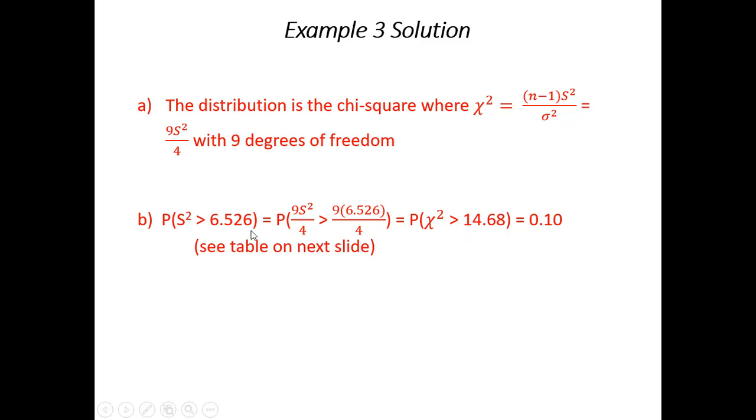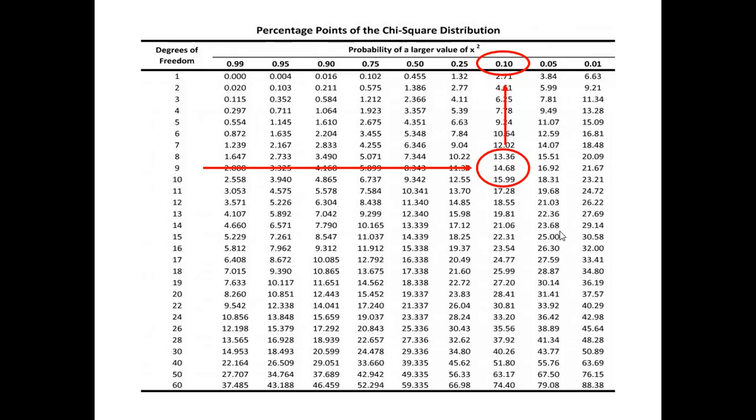So the probability we want is equal to the probability chi-squared is greater than 14.68 with 9 degrees of freedom. So this 0.10 is obtained from a table. Let's take a look at how we would find that. So here's a chi-square table.